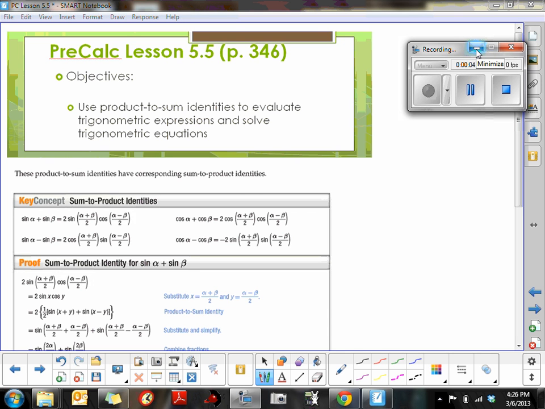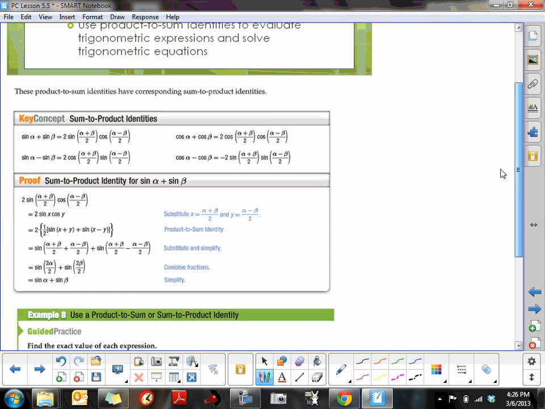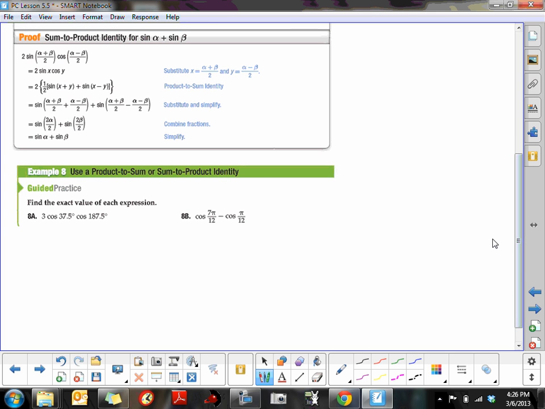Now, in the rest of this, we're going to apply those sum to product identities in a couple of problems in 8a and 8b. So let's go down to 8a. We have 3 times the cosine of 37.5 degrees times the cosine of 187.5 degrees.